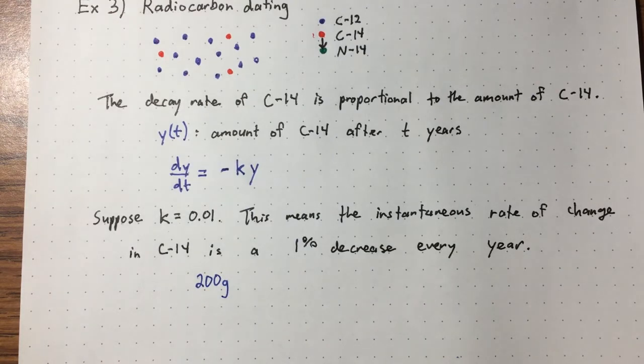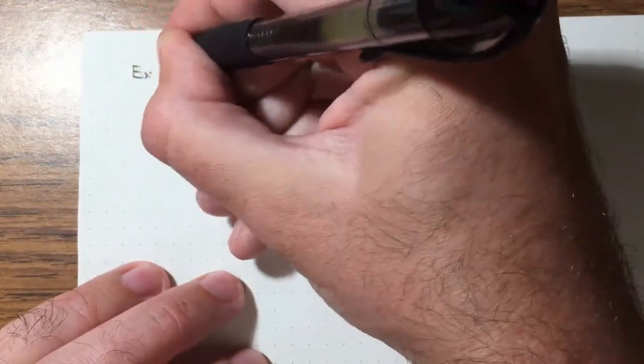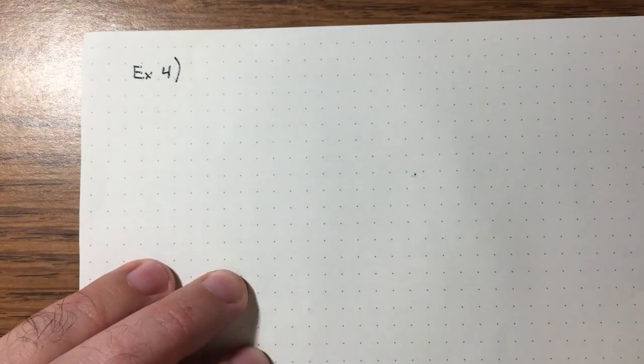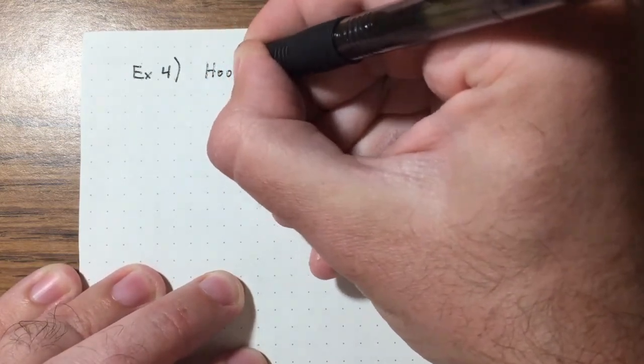I think we're almost done. Let's do one more example because those last two examples are basically the same example. Let's do a different one. So here's example 4, I guess we're on. And this will be an example from physics. So this will be Hooke's law.